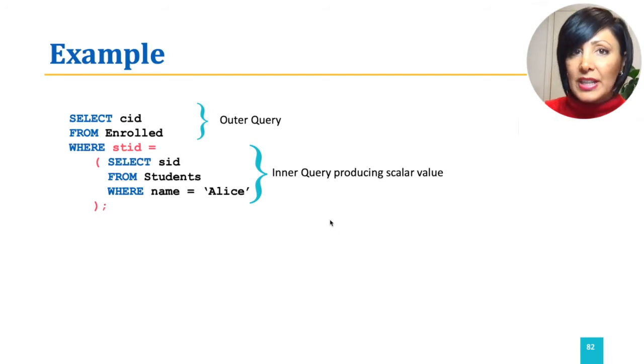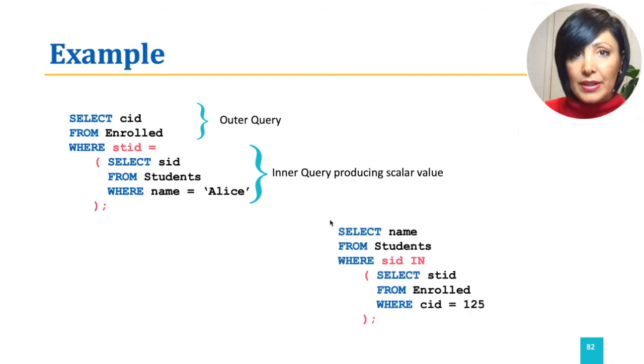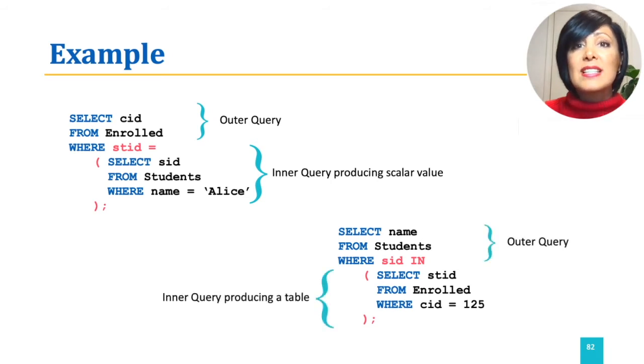Our second query here is also a nested query. However, our inner query produces a table in return, consisting of one column with different values. Now, we need to have a way of using that table in a condition. The outer query here uses the in operator to check for values of SID that belong to the set of values returned from the subquery.